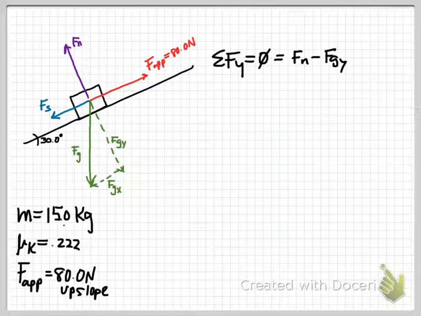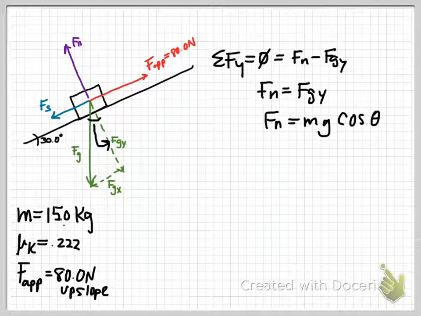I'm going to start with the y-axis because it's fairly straightforward. We know this thing is not moving up into the air or dropping down through the surface, so the sum of forces on the y-axis is equal to 0, and the only forces on the y are the normal force and the force of gravity on the y. Therefore, Fn is equal to Fgy. Therefore, Fn is equal to mg cosine theta. I'm just going to leave that there. I'm probably going to have to use it as part of a substitution.